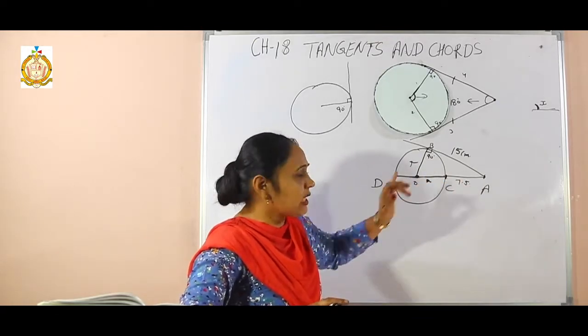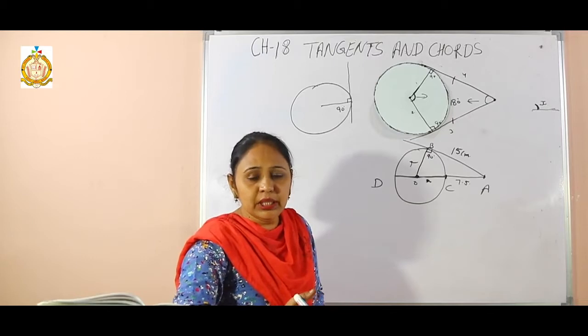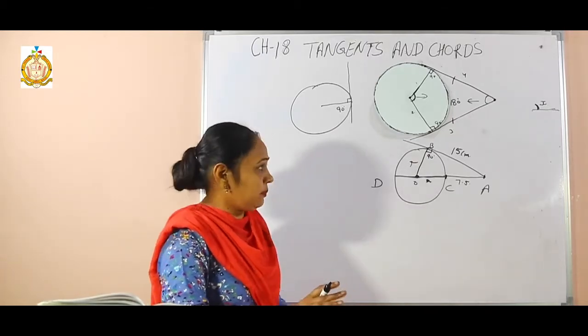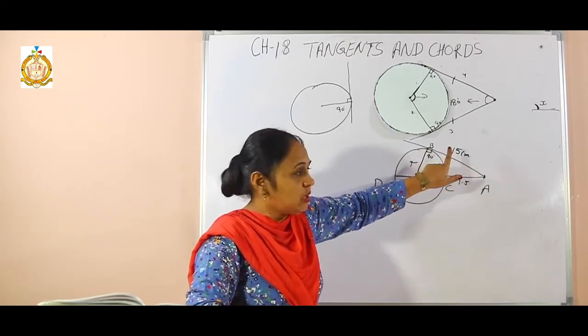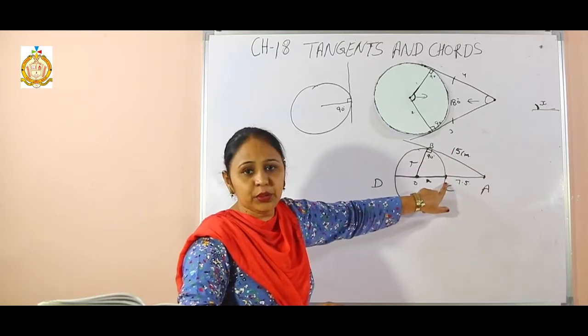The other part, this radius, I have to find. Now what to do? In a right angle triangle, the sides are given, so we will apply the Pythagoras theorem. This is 90 degrees. That means one is the perpendicular, one is the base, and opposite to 90 will be the hypotenuse.